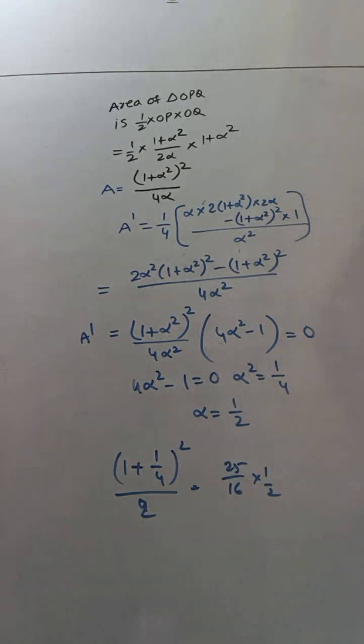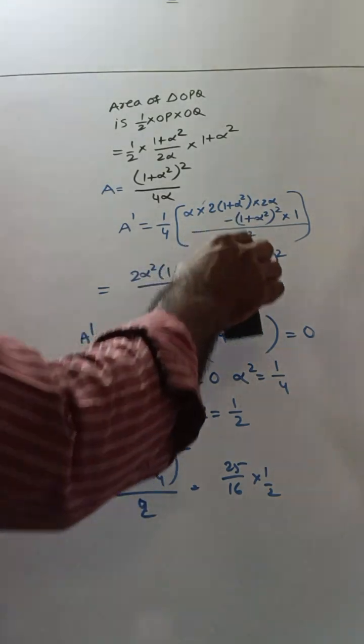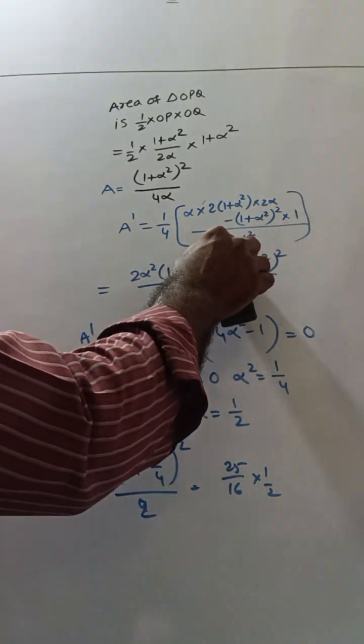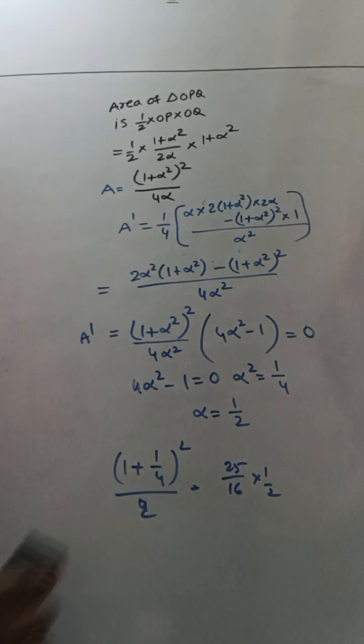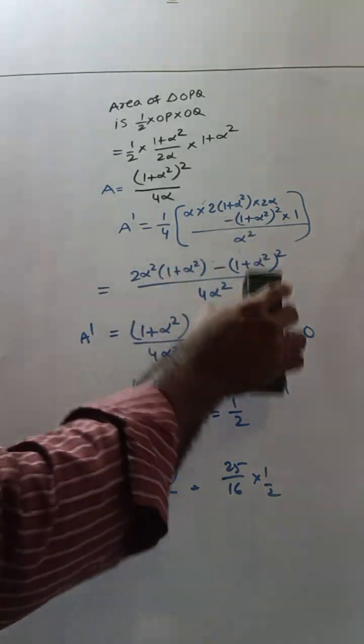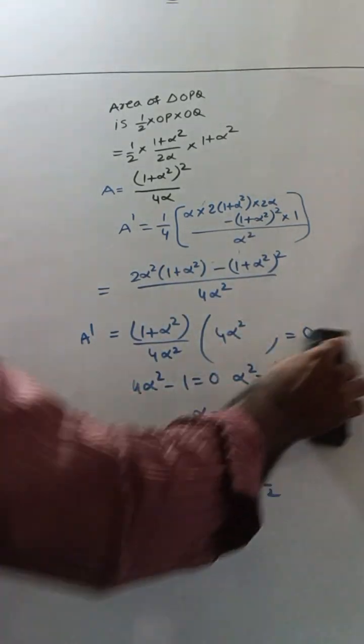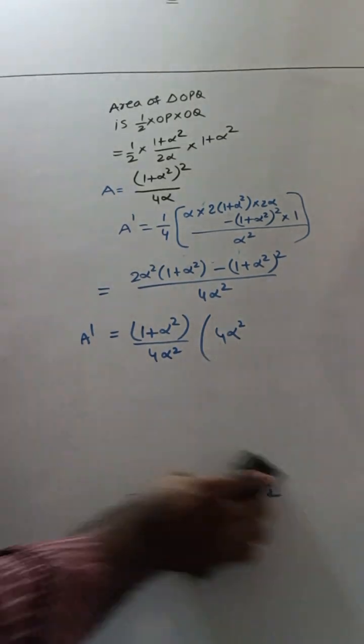Guys, here I made a small mistake. This is a whole square, not a whole square. I wrote it as a whole square here. So take the common whole square, (1 plus alpha square) squared. A small mistake I made here.